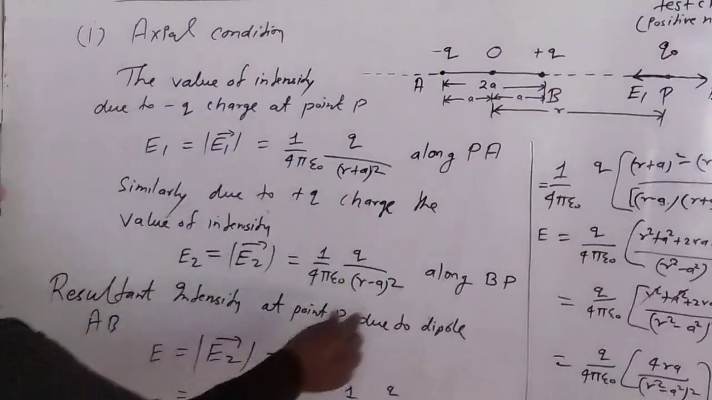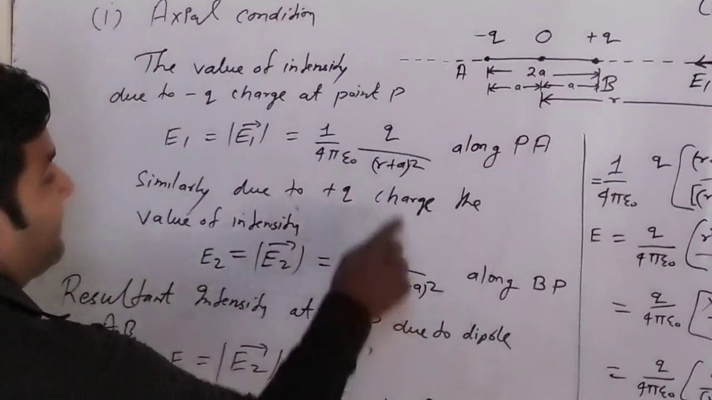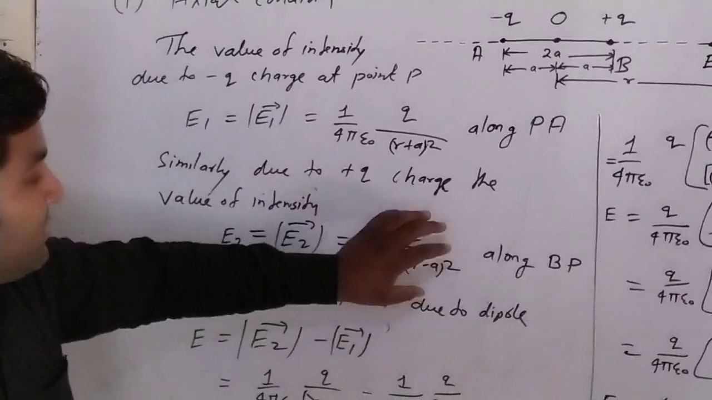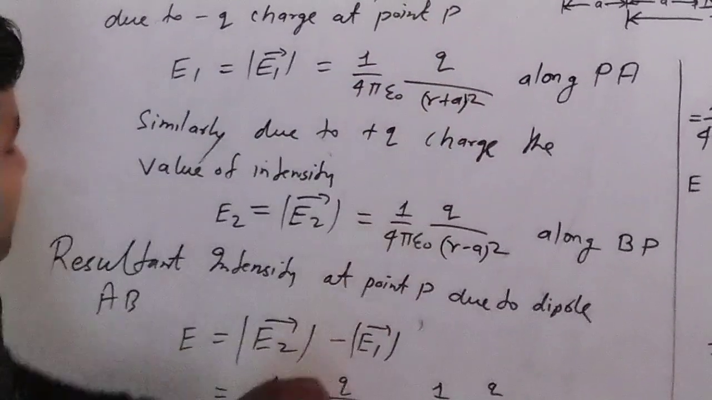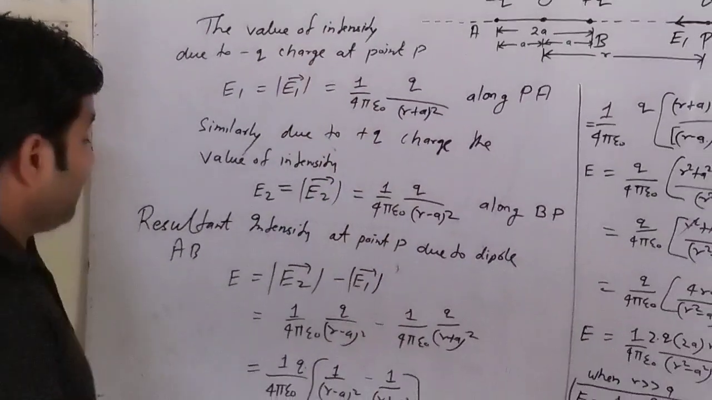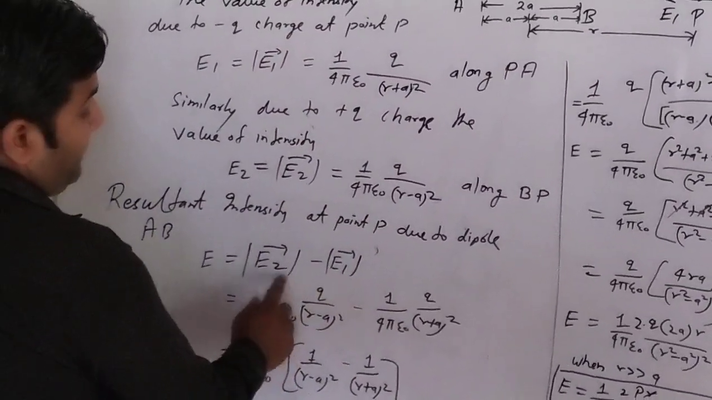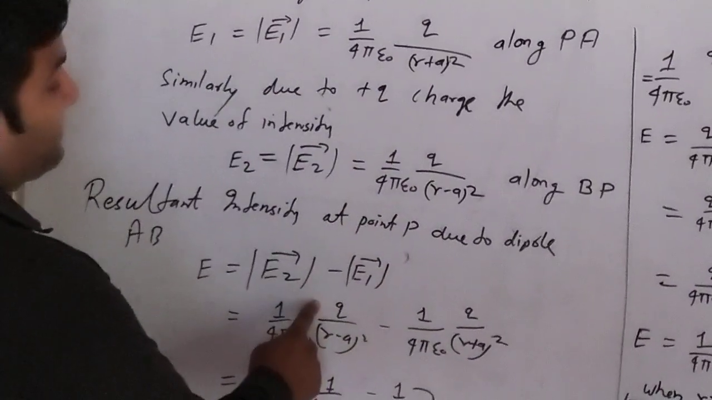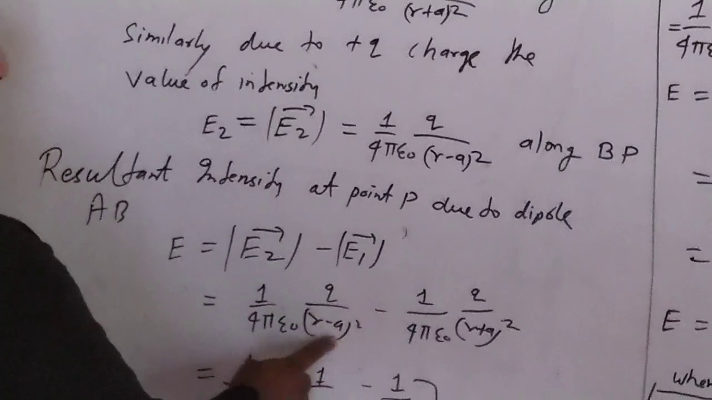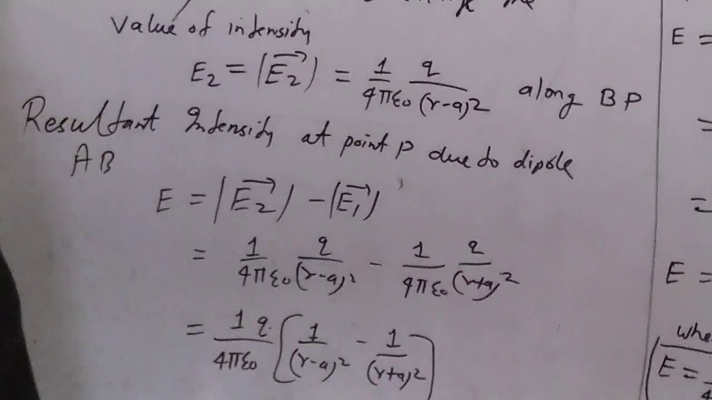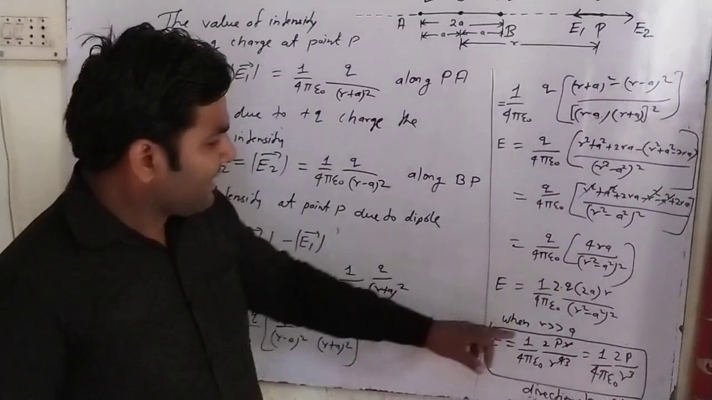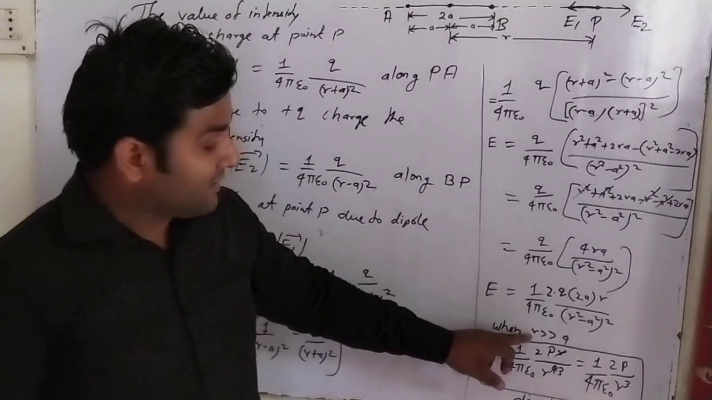Then for the resultant, this denominator has the smaller value and this one the greater value. In a denominator, whenever the value is smaller, the whole fraction value will be greater. So this one is greater and this one is smaller. So E2 minus E1 is the resultant intensity at point P due to dipole AB. Putting the values from the previous concept, 1 upon 4 pi epsilon naught, with Q common, 1 upon r minus a whole square minus 1 upon r plus a whole square. And after solving with the mathematical expression, at last only one concept is applied here.